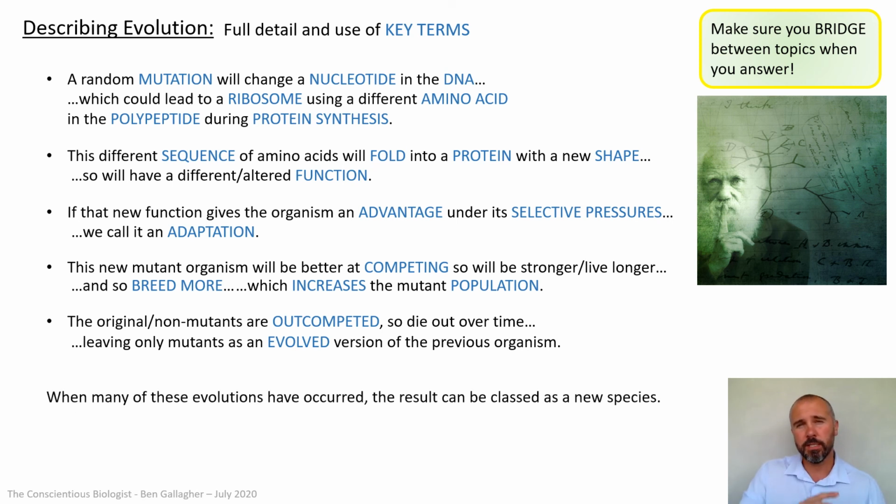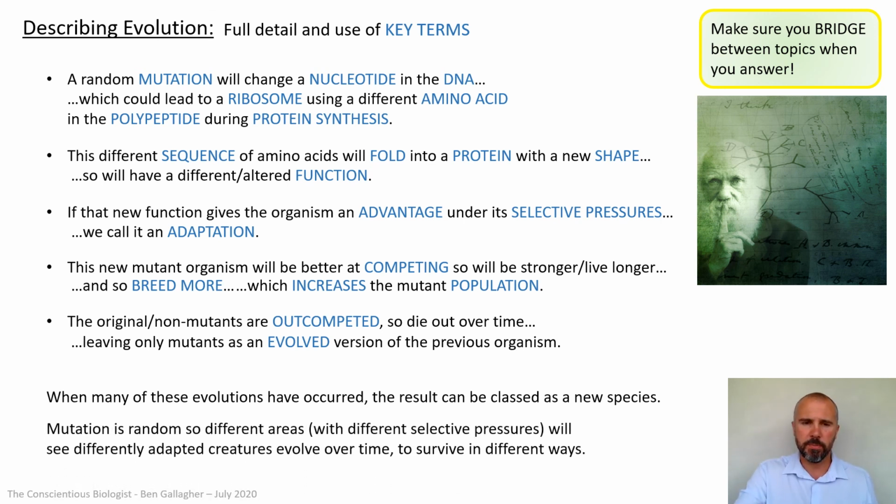Last couple of points though, these don't include key terms, so I put them separately, but they're very important. This kind of links up the speciation bit we did. That when many of these evolutions have occurred, the result can be classed as a new species, and that mutation is random, so different areas with different selective pressures will see differently adapted creatures evolve over time to survive in different ways. This slide here is a great description for evolution. Take a screenshot of it, and this is the kind of quality of answer you need to be aiming to give in your exams.